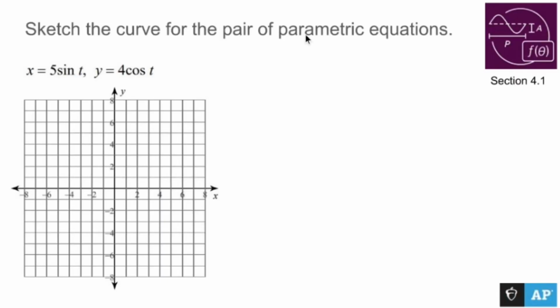Sketch the curve for the pair of parametric equations. X is 5 sine t and y is 4 cos t. This isn't my first parametric equation video. If you saw the first one, this is how we set it up. We're going to set up this guy just like it.